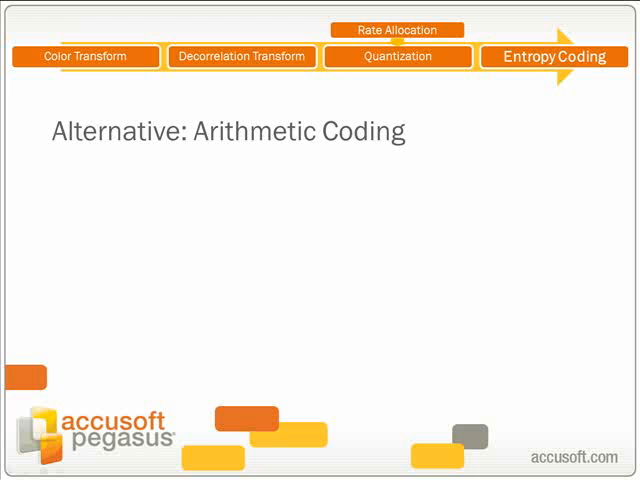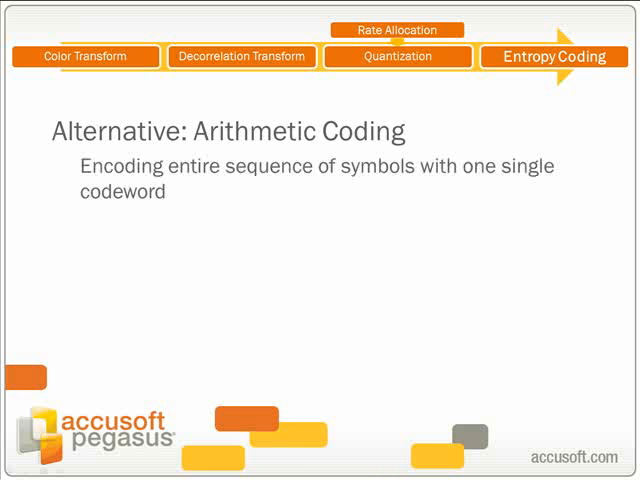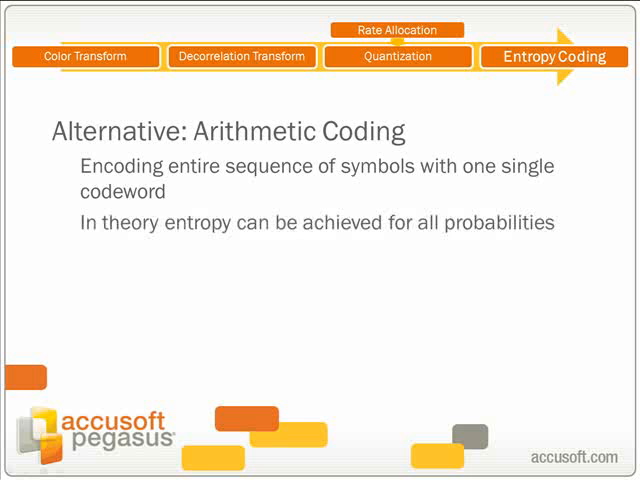It encodes the entire sequence with one single code word so that, on average, fractional lengths for individual code words are achieved. For an infinitely long sequence of independent samples, the Shannon entropy can be achieved for arbitrary probability distributions. Arithmetic coding has proven to achieve excellent performance in JPEG 2000, where it is used to encode the individual bit planes. How arithmetic coding actually works is out of the scope of this presentation.